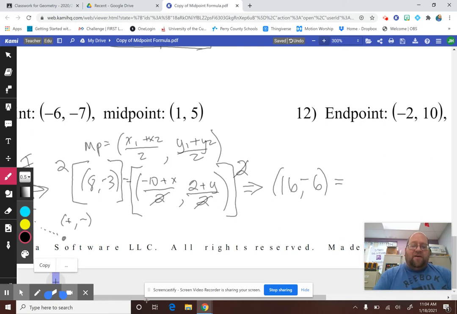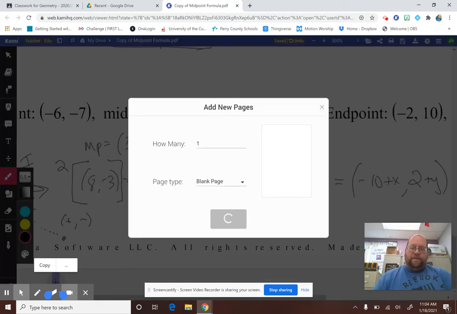Notice what happens here. Now I have -10 plus x, and I have 2 plus y. That's the only thing I have left over here. So now let's think about what really is going to happen here. I've got to take -10 and add something to it that's going to make 16. If you want to, you can think about that as its own little equation, because this is my X coordinate and this is my Y coordinate. I've got to figure out what I can do here to make this work out. So actually, I'm going to add another page. Hopefully this will work out.